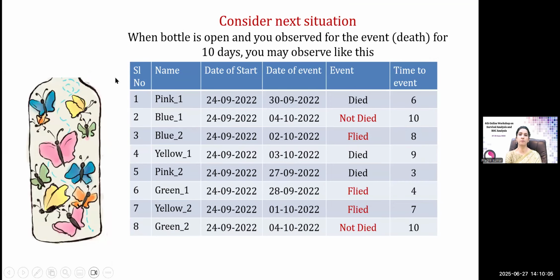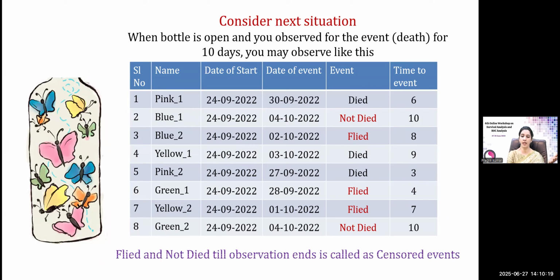But if I open the bottle, then definitely there will be many flies which either have not died or they fly away. So the ones that flew away, or have not died, even after the end of 10 days, I can see that the event has not happened. Such data, where the butterfly flew away or did not die, that means the event has not happened, is known as a censored event. So remember, initially I talked about this censoring.